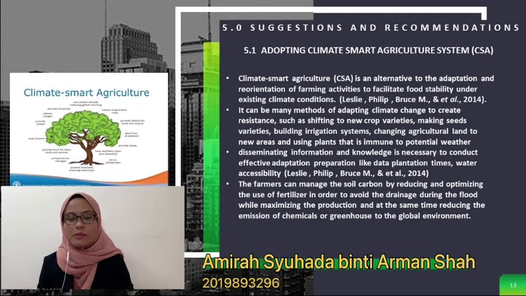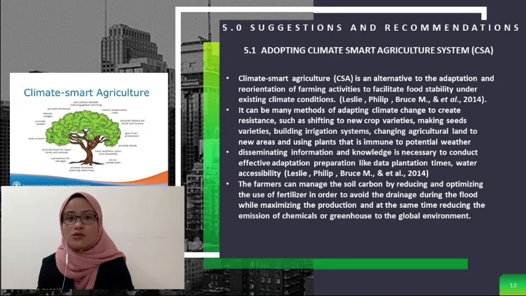Hi, Assalamualaikum. My name is Amirah and I will be presenting the recommendation, which firstly is adopting a climate smart agricultural system. This system is basically an approach that can reduce the problem of climate change that happens in Malaysia, an alternative to adapt and mitigate the agricultural sector to increase food security in Malaysia to overcome climate change conditions. Examples of these system methods are changing to new crops, creating new seed breeds, developing irrigation systems and many more.